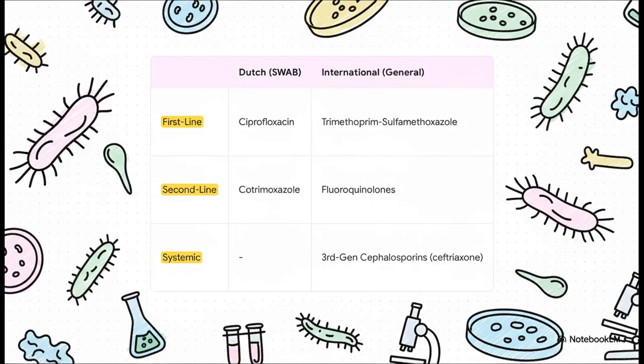When we look at treating serious infections in adults, there's a bit of variation in the guidelines. For instance, the Dutch SWAB guidelines lean towards ciprofloxacin as the first choice. Other international guidelines often start with trimethoprim-sulfamethoxazole. But for systemic infections, pretty much everyone agrees that third-generation cephalosporins are the way to go.